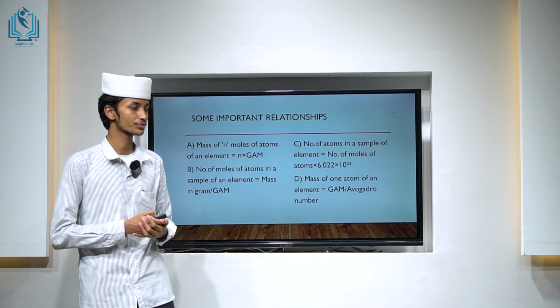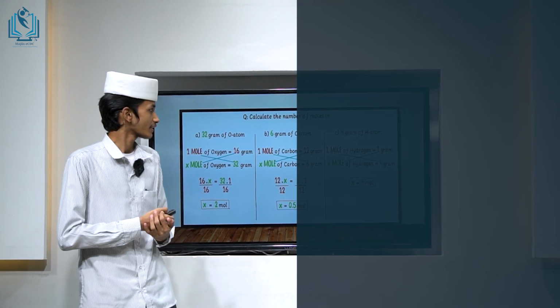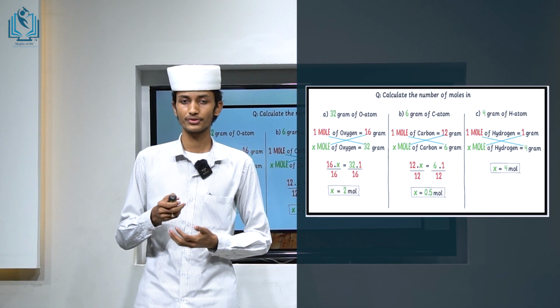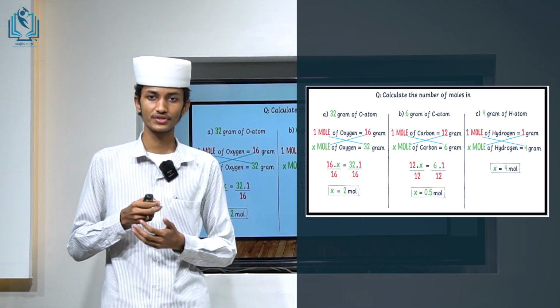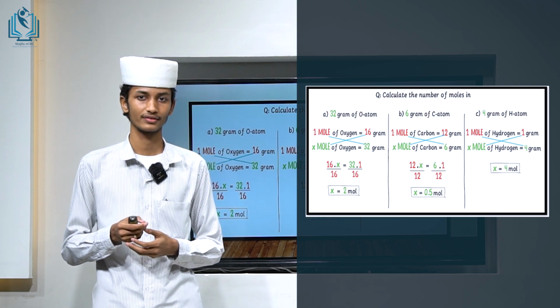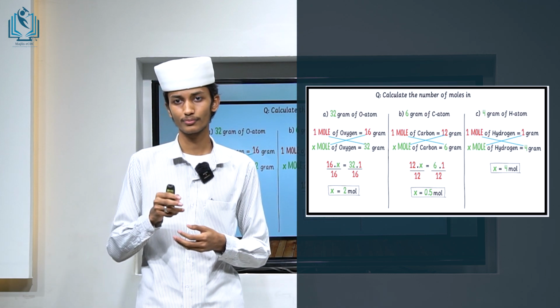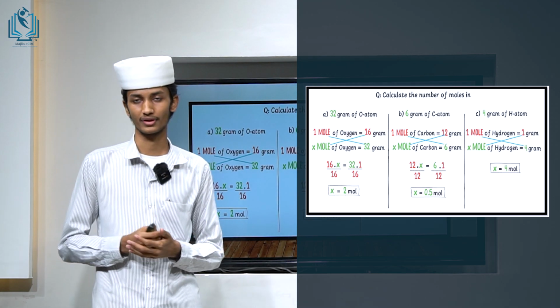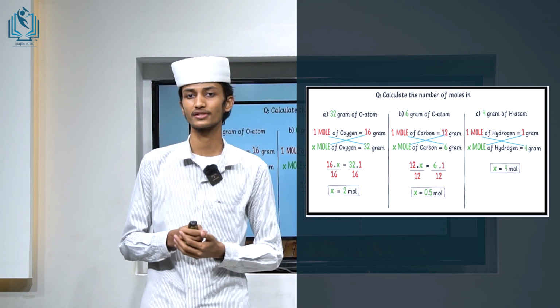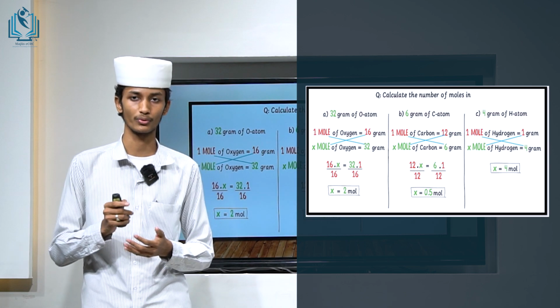Now let's have a look at the problems. Calculate the number of moles in 32 gram of oxygen atoms. We know 1 mole of oxygen is equal to 16 gram, and we can denote the number of moles as X. Then X mole of oxygen is equal to 32 gram. Then X is equal to 32 by 16, which is equal to 2 mole.